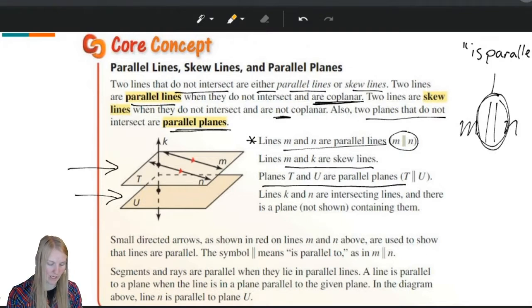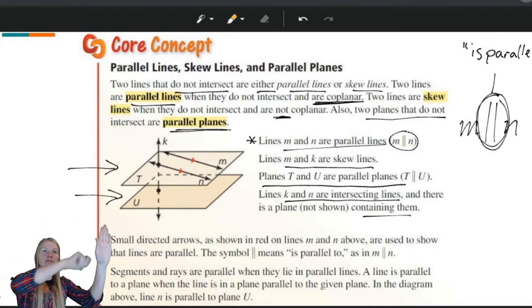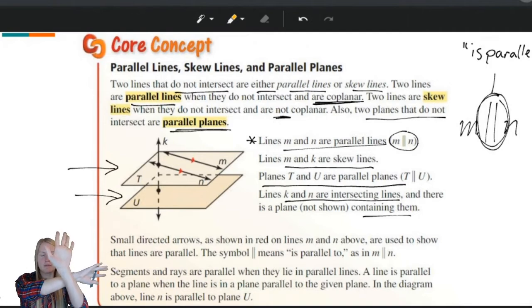Planes T and U are parallel planes because they never intersect. It's like if I had a piece of paper right on top of another piece of paper, those pieces of paper don't intersect. They're just above one another. And then lines K and N are intersecting lines, and there is a plane containing them. It's not shown, but if ever I have two intersecting lines, they create a plane. I can go in this direction, and I can go in this direction. So together, that makes up my whole plane. And you'll learn more about that in linear algebra. Oh boy, will you.